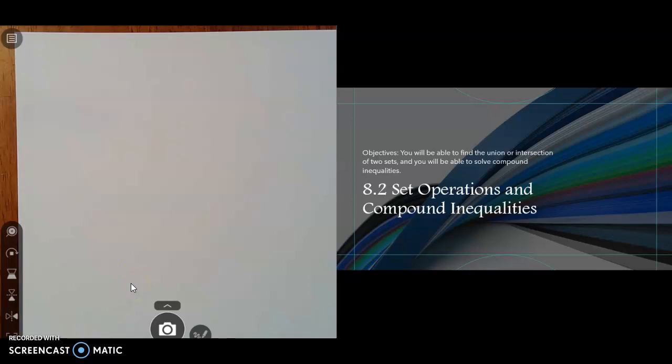Hi, welcome to section 8.2, set operations and compound inequalities. Hopefully by the end of this, you all will be able to find the union or intersection of two sets, and you will be able to solve compound inequalities.